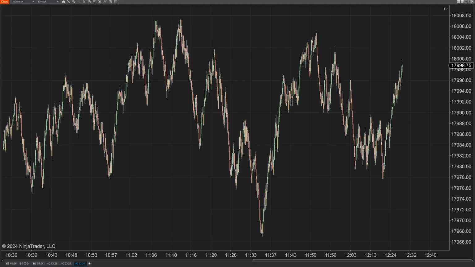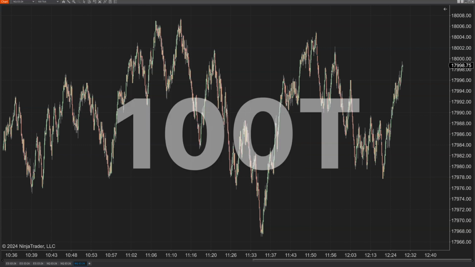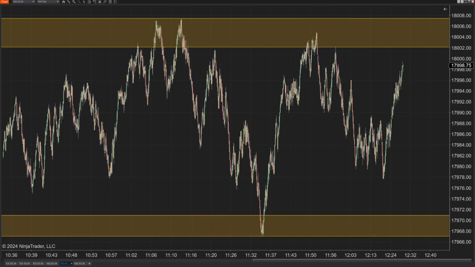But maybe you're sitting there going, hey, that makes sense. I want to trade ranges too. So here we have the NQ. This is a 100 tick chart. Again, totally different time frame. We're clearly approaching resistance. We have some support down here. Let's draw it in. And let's map the patterns at areas of support and resistance.